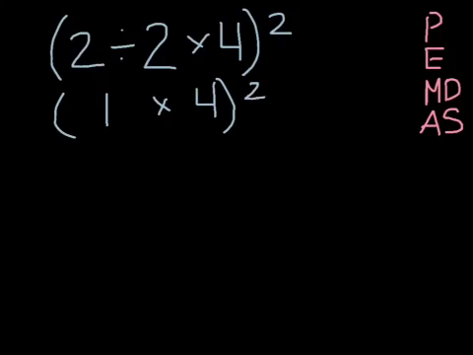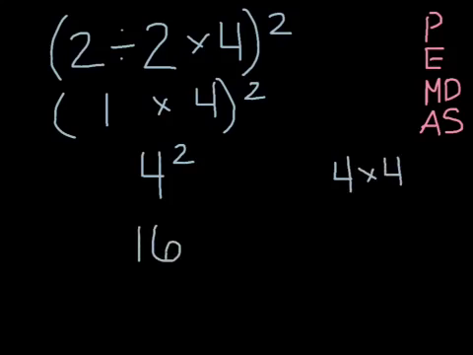Now I'm still going to solve within the parentheses because parentheses is the first thing we do. So 1 times 4 is 4, and now bring down the 2. Now I'm going to do the exponents, and you can see my problem is done. 4 squared, which is 4 2 times, is 16. How'd you do that time?